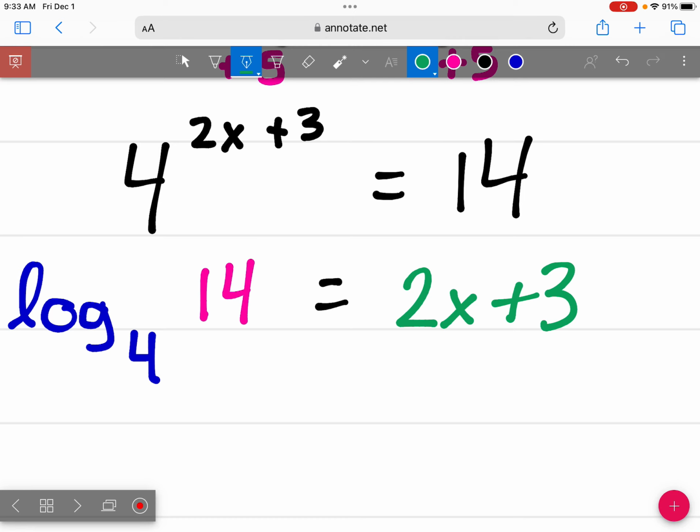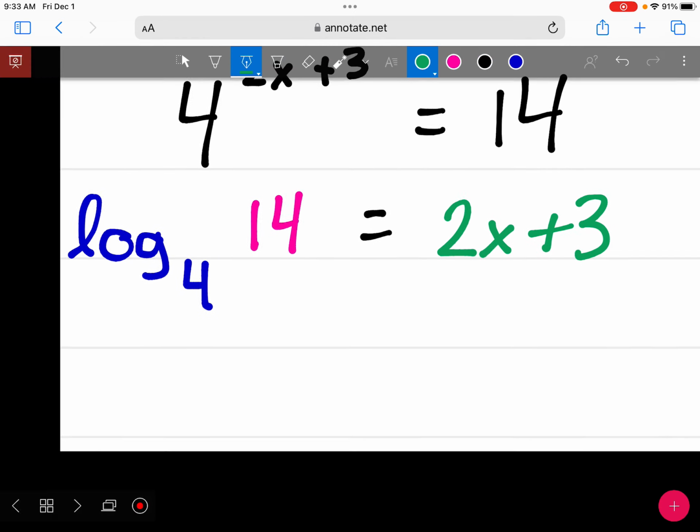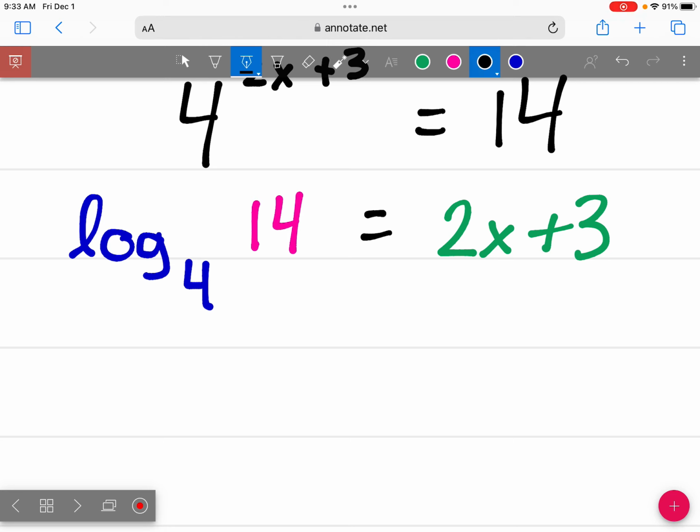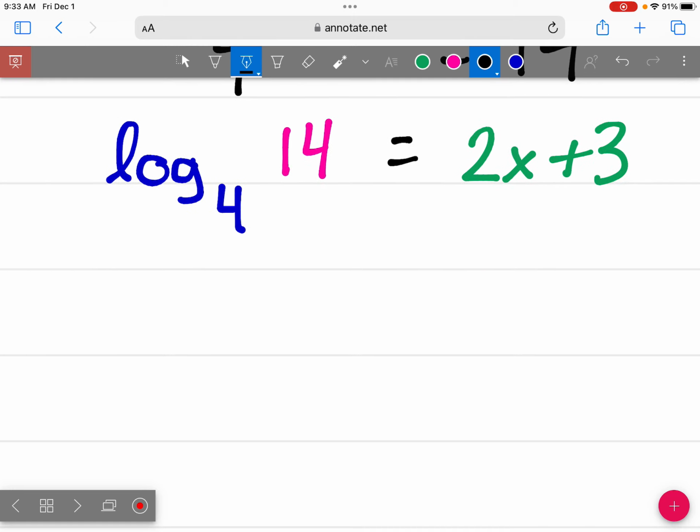What do we need to do to get x by itself? What do I need to do to get x by itself over here? Subtract 3. So we're going to have log base 4 of 14 minus 3. Can I simplify that to 11? No. Wait, what? Log base 4 of 14 is not the same thing as log base 4 of 11.